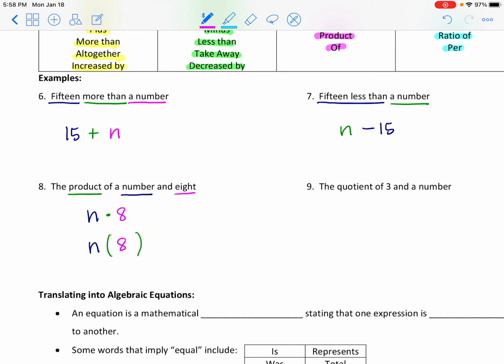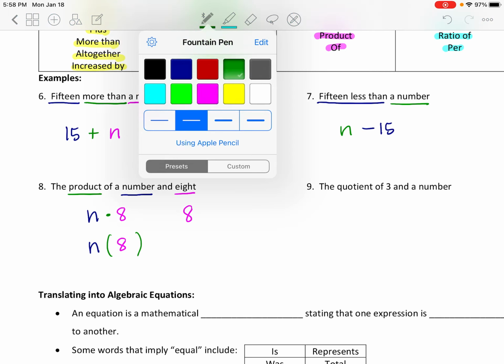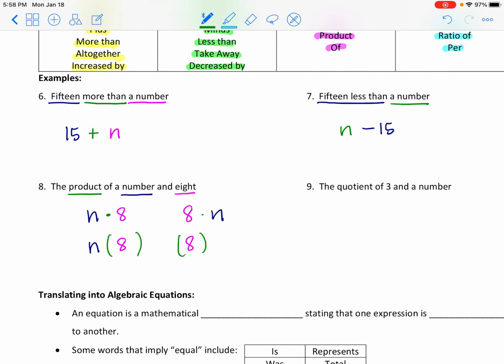So you could have 8 multiplied by n in the other way, or 8 multiplied by n this way. And in fact, we don't actually have to put a multiply dot or a parenthesis if we have our number directly next to our variable that also implies multiplication.